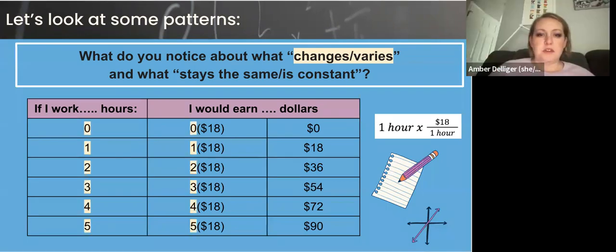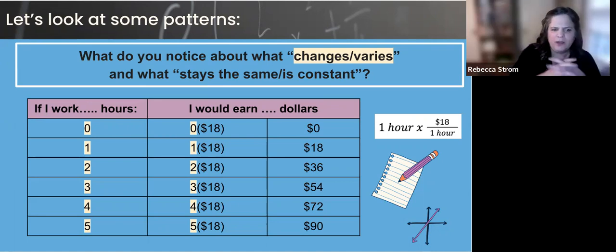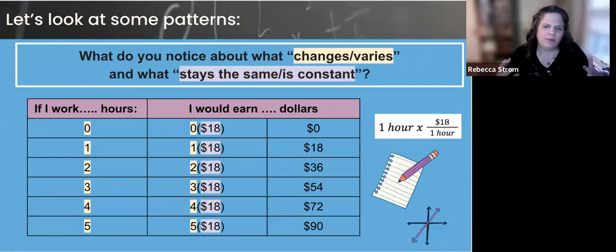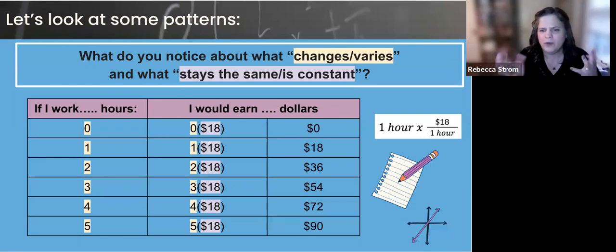Carol's seeing that the rate is staying the same. So $18 per hour is staying the same. The hourly wage stays the same. And I think that's a really great connection between noticing a pattern of what stays the same and what is changing. And when we look at these patterns about staying the same and changing, we start to be able to use that vocabulary: what stays the same is our constant, and what changes or varies is our what? What's the magic math word I'm looking for? That has to do with something changing or varying.